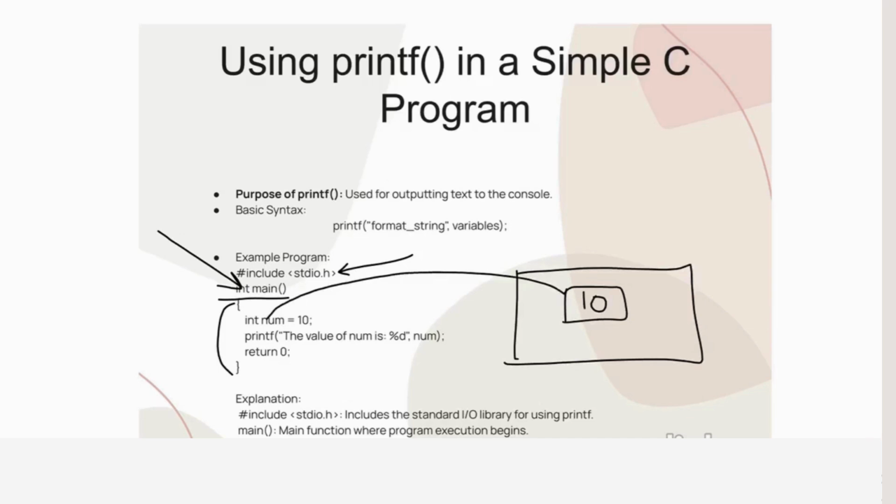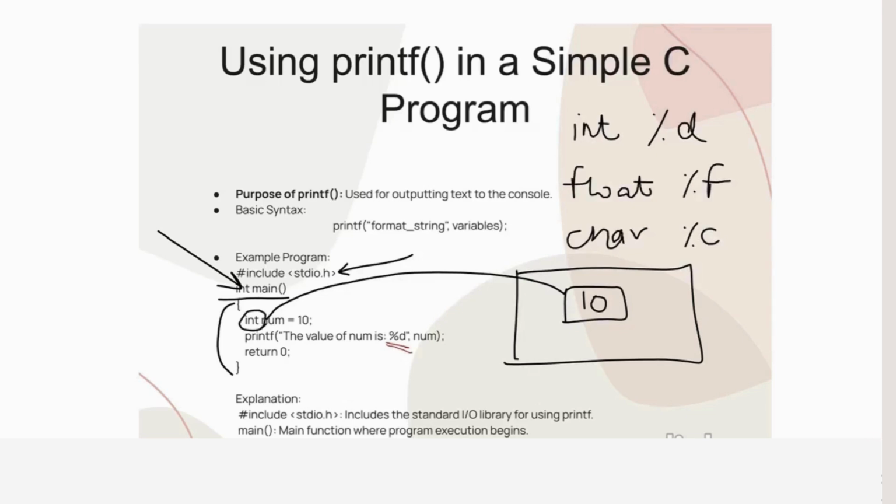Then I'm saying printf the value of num is %d, num. Now %d is a format specifier which is needed when you want to print the value of a variable. So for instance, if you have an integer type variable, you will need the format specifier %d. If you have float, you will need a format specifier %f. If you have a character like char, you will need format specifier %c. So here %d, because it is of an integer type.